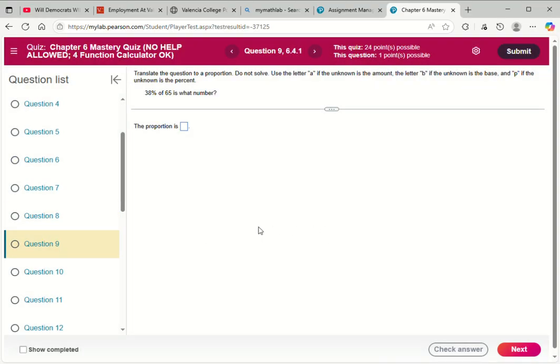Question number 9 says, translate the question into a proportion. Do not solve. And says use the letter A if the unknown is the amount, the letter B if the unknown is the base, and P if the unknown is the percent. And so the question we're trying to translate here is 38% of 65 is what number?